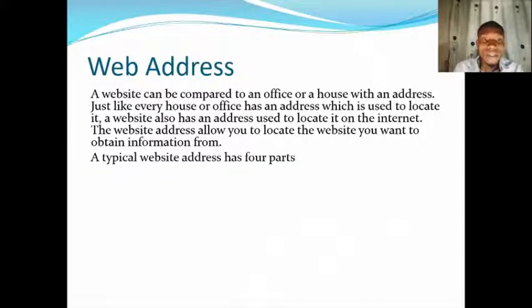A typical website address has 4 parts, just like the email, but this one is different. It goes like this: the HTTP, that is the hypertext transfer protocol, then the colon and slashes, then www, that's the World Wide Web, and then google.com. So the 4 parts are the HTTP, the www, the Google, and the .com. Then let's take them one after the other.